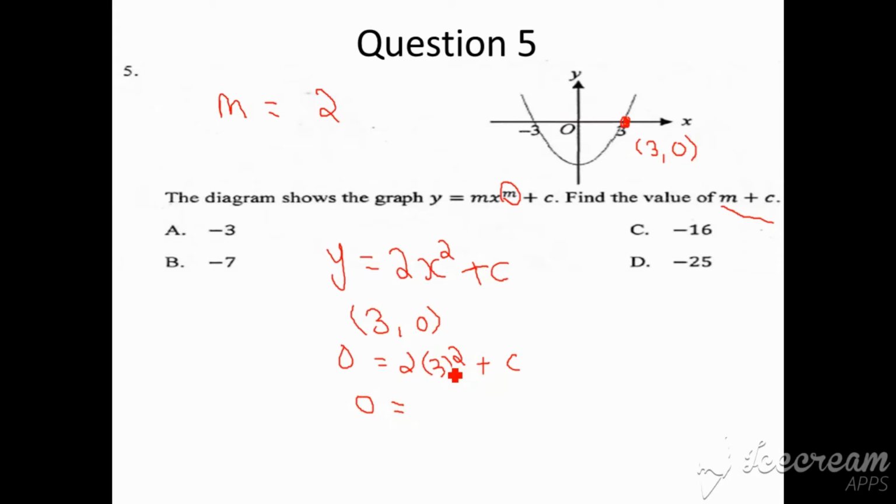3 squared is 9. 9 times 2 is 18. So c equals negative 18. Okay, so c is negative 18, m is 2. So 2 plus negative 18, the answer is negative 16. C.